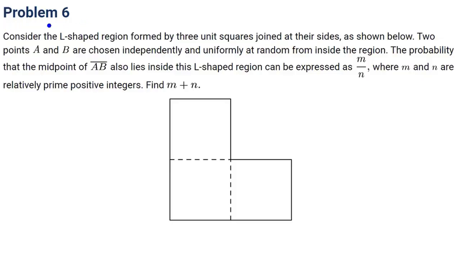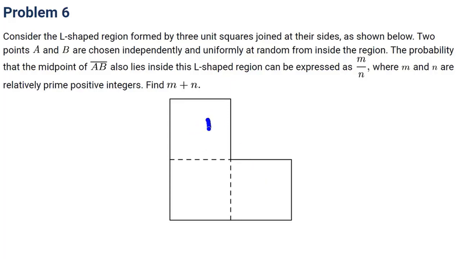Problem number 6, AIME II 2023. Consider the L-shaped region formed by 3 unit squares joined at their sides, like this, as shown below. Two points A and B are chosen independently and uniformly at random from inside the region. The probability that the midpoint of AB also lies inside this L-shaped region can be expressed as m over n, where m and n are relatively prime positive integers. Find m plus n.